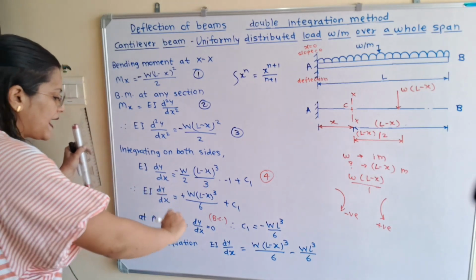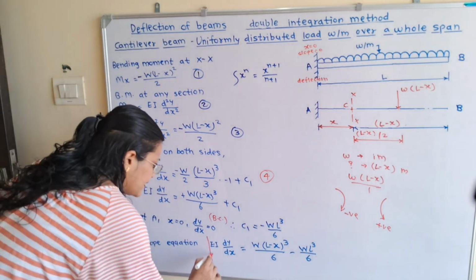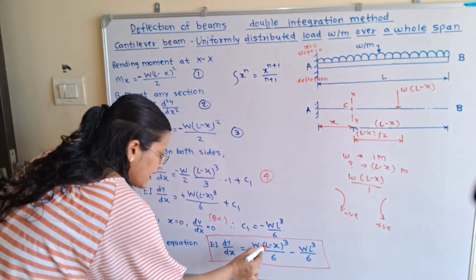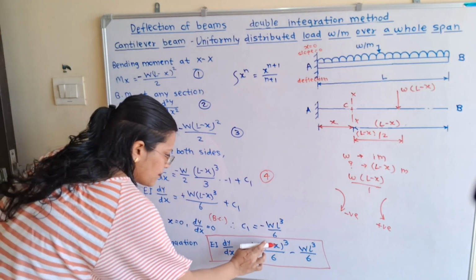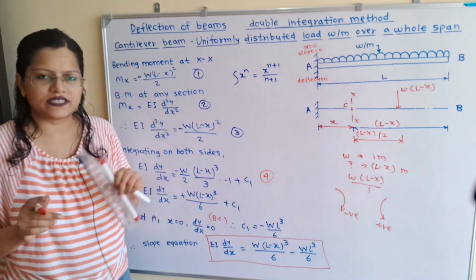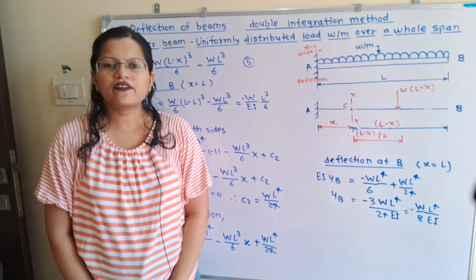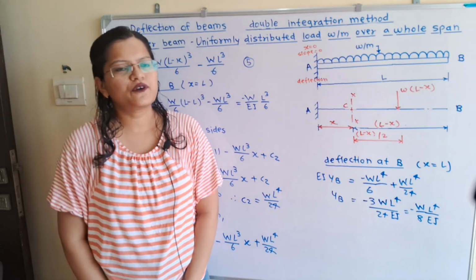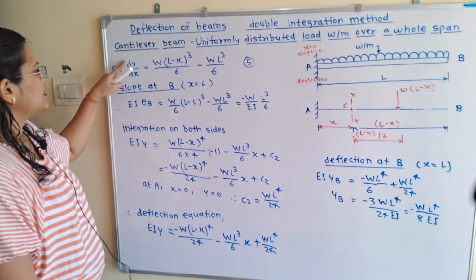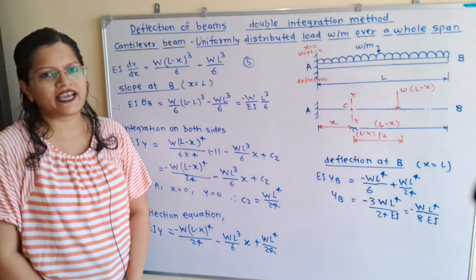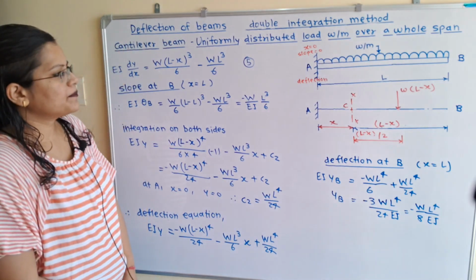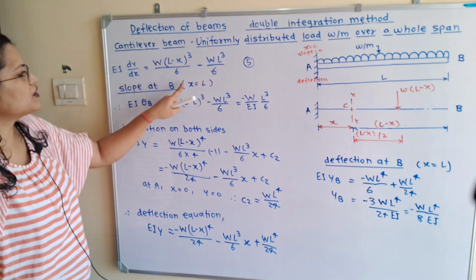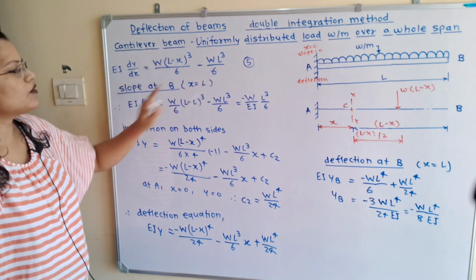So I will make the bracket EI dy by dx is equal to W L minus x cube divided by 6 minus WL cube by 6. Now we will find out slope at free end B. If we observe the slope equation, then this dy by dx is known as slope, and at end B, value of x is equal to L. So in the slope equation, we will put x is equal to L.